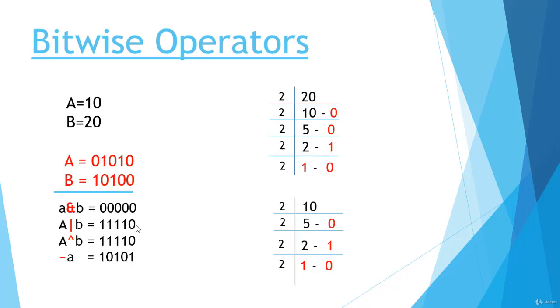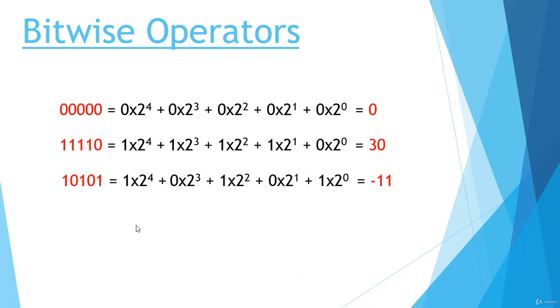Now what about the negation? Negation is always negative. For example, 2 raised to the power 4 is equal to 16.